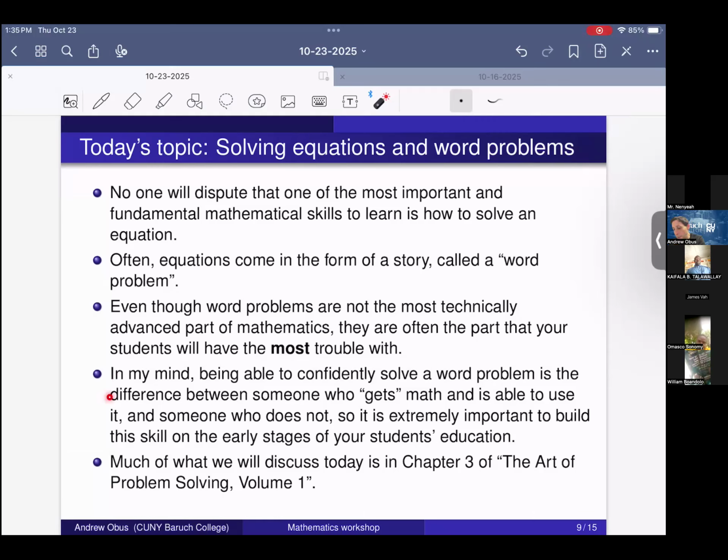This is a big point for me: teaching word problems is one of the things that will make the most difference to your students in terms of whether they will be able to use math later on in their lives or not. A lot of what we're going to discuss today is in chapter 3 of The Art of Problem Solving, volume 1.